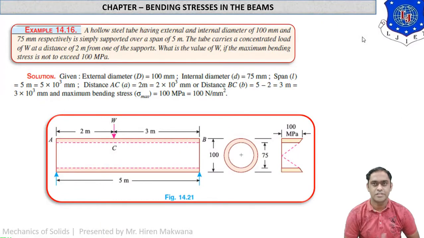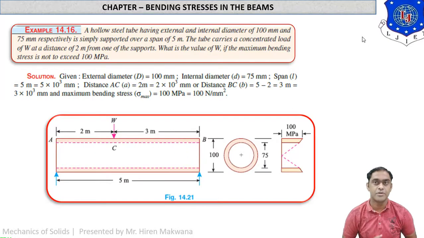Hello and welcome students. Today is our lecture number 52 and we are going to conclude this topic today with two more numericals. You can see in this chapter till now we have discussed the bending stresses. Bending stress is subjected to UDL on the beam or bending stress is subjected to point load on the beam. The beam may be simply supported or cantilever.